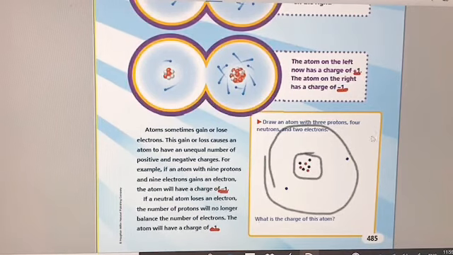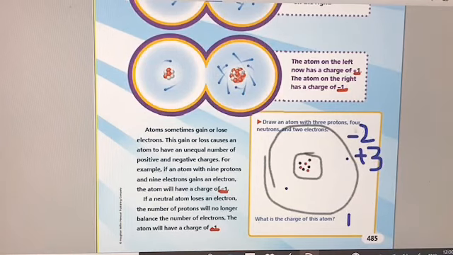To find out, we have to count. How many electrons do we have? 2. So, I have 2 negative charges. Now, how many are positive? 1, 2, 3. I have 3 positive. What is the charge of this atom? What I'm going to do is count. What is the difference between the two numbers? The difference is 1.